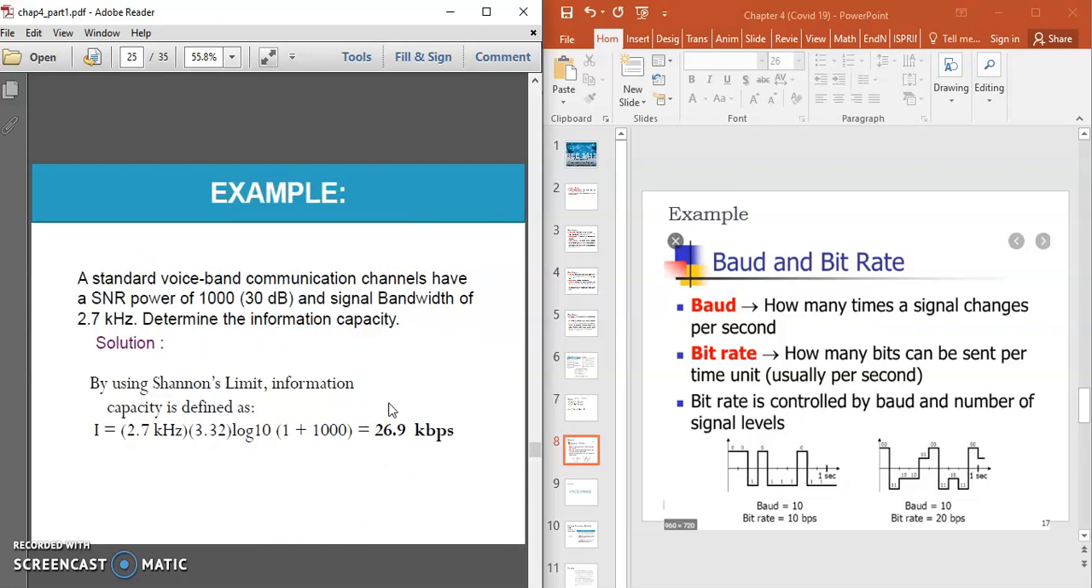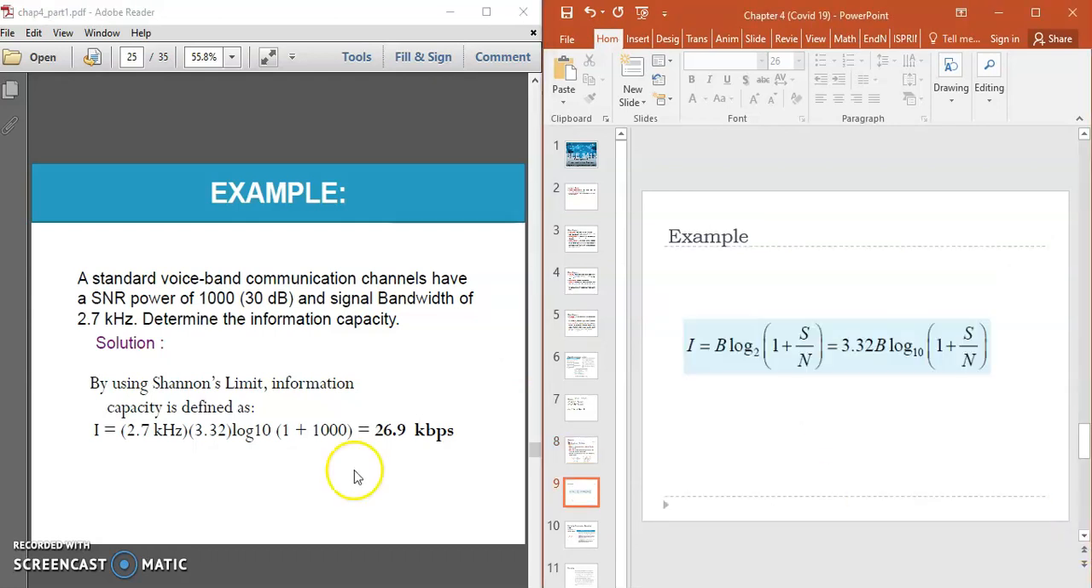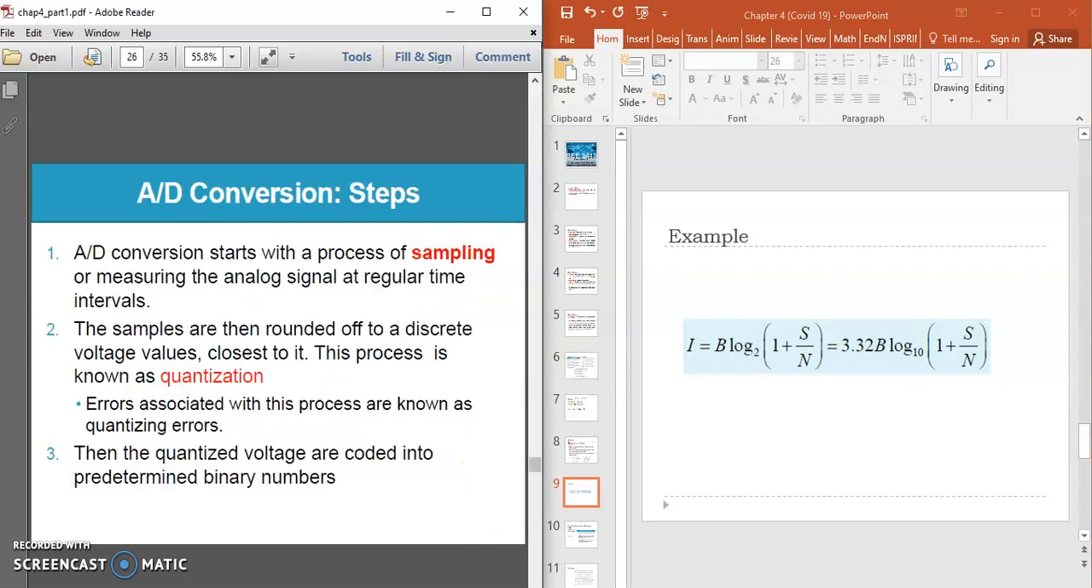Now, let's look at this example. Given an S over N power ratio of 1000, or 30 dB, and a signal bandwidth of 2.7 kHz, determine the information capacity. So you insert into the direct formula and you get the answer. Now we go to the next step.